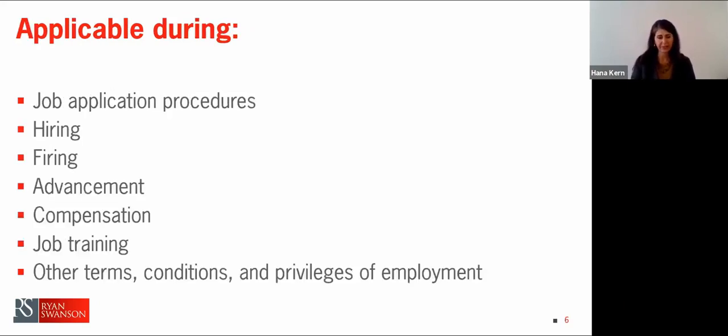And when are you supposed to be thinking about these laws? Pretty much all the time. So they apply when you've got applicants coming in, as you are posting your job openings, hiring, firing, and really everything in between: advancement, compensation, training opportunities, and a catch-all, other terms, conditions, and privileges of employment.